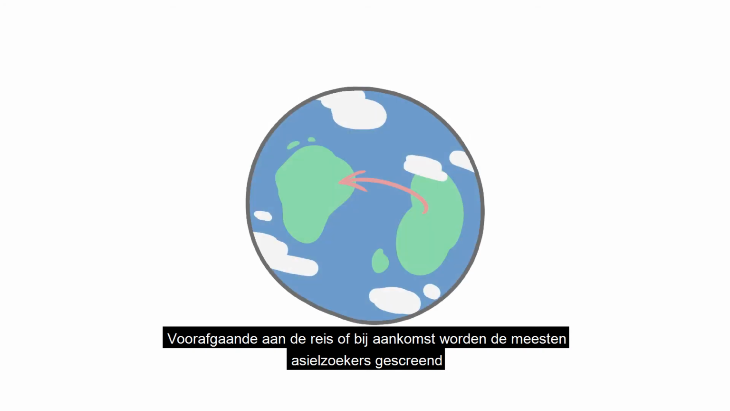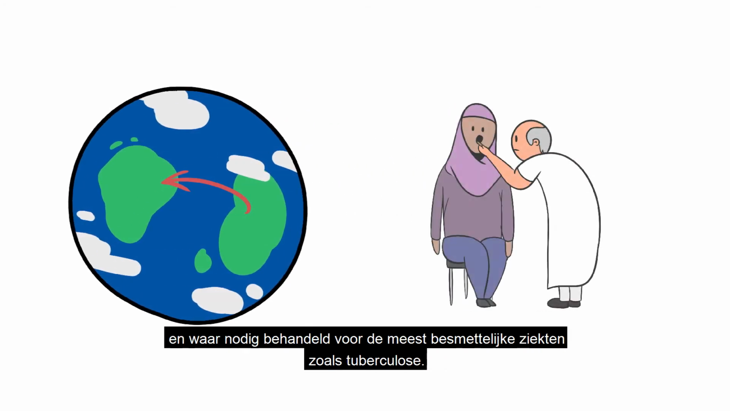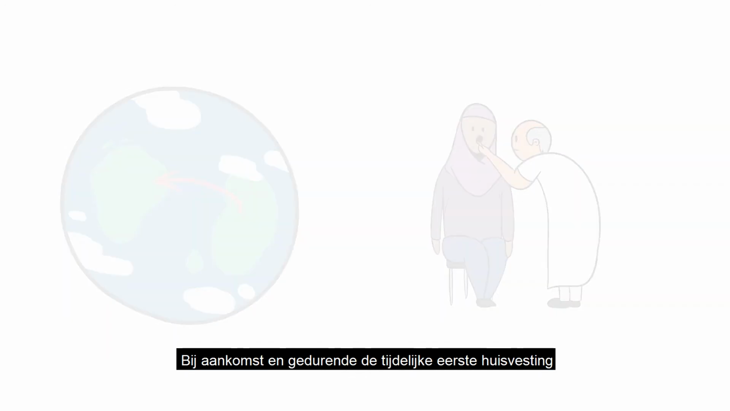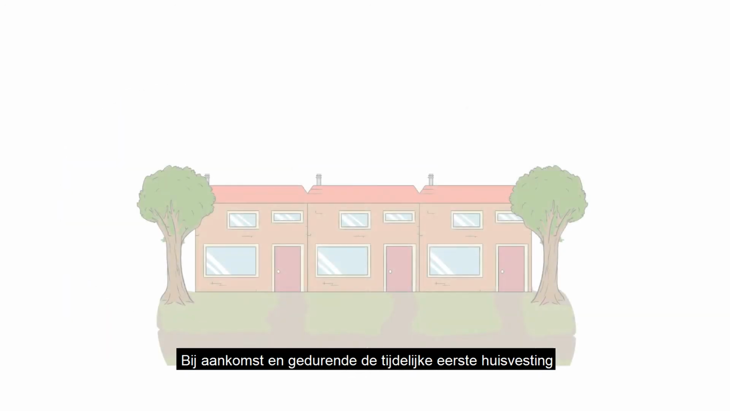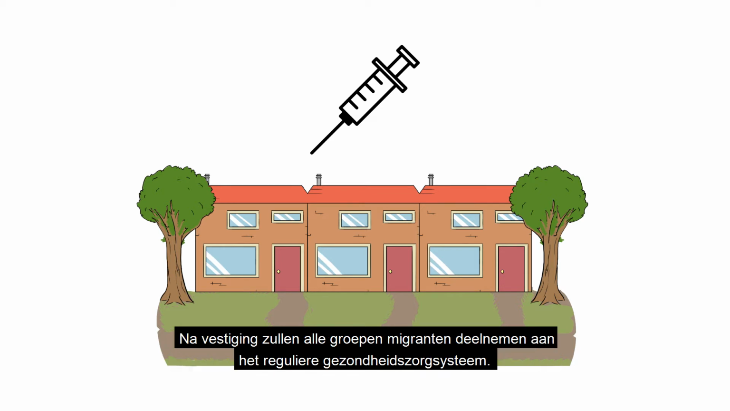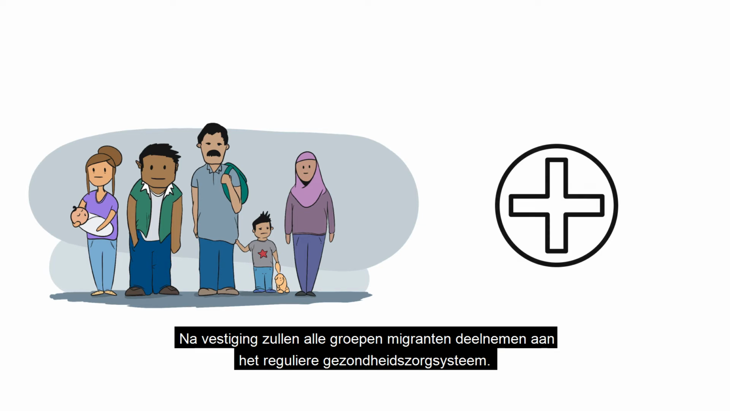Before travel or upon arrival, most asylum seekers will be screened and, if needed, treated for highly contagious diseases such as tuberculosis. During transit and at their temporary accommodations, this group of migrants will receive immunizations to prevent outbreaks of infectious diseases such as measles. After settlement, all groups of migrants will participate in the regular health system.